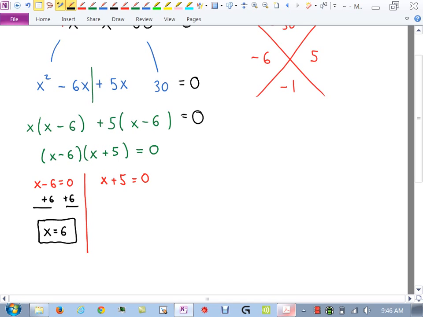And then on the other one, to get x by itself, subtract 5, subtract 5. Left side is x, right side, negative 5. 0 take away 5 is negative 5. I don't know if you noticed this, but isn't your answer the opposite of what's in here?